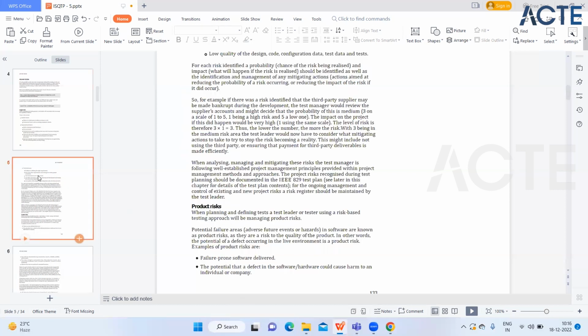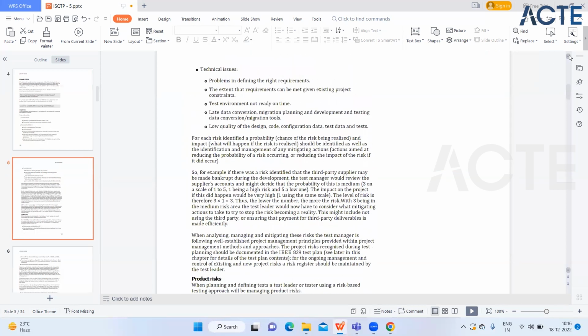Now, they are providing some more examples like technical issues. So till now we have learned the supplier issues. Second one could be the organizational issues, which is mainly related to the organization persons and the staff, everyone. And third one will be the technical issues, problems in defining the right requirements when we are developing the code.